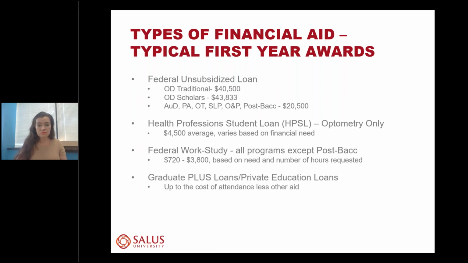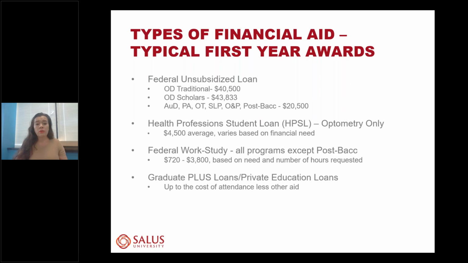Again, the rest of our programs are going to be eligible for $20,500, and all of those are per award year. The health profession student loan is going to vary. Again, it's based on need. You need to include your parental information on the FAFSA if you are interested in applying for that. And again, it's for my optometry students only. So that's any of the optometry programs, both the traditional and the scholars. That award averages around $4,500, but again, it's going to vary based on financial need.